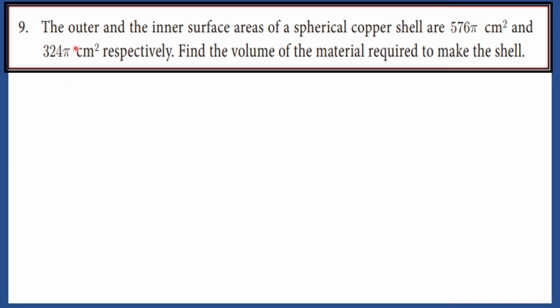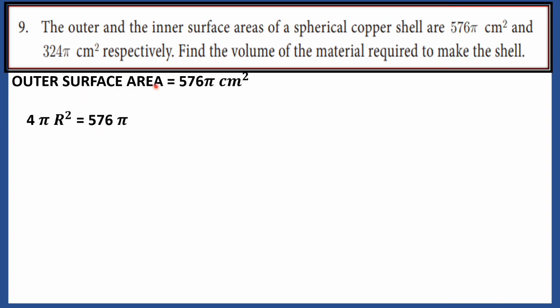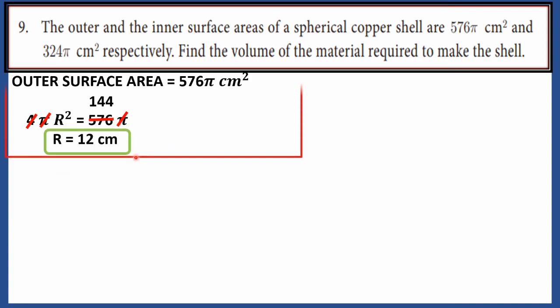Listen, what is given? Outer surface area and inner surface area of a sphere is given. Surface area equal to 4 pi r square. For outer surface we have to put capital R. Outer surface area equal to 4 pi R square. 4 pi R square equal to 576 pi. Cancel the common terms. Divide 576 by 4. We get R square equal to 144. Take the square root. R equal to 12 centimeter.